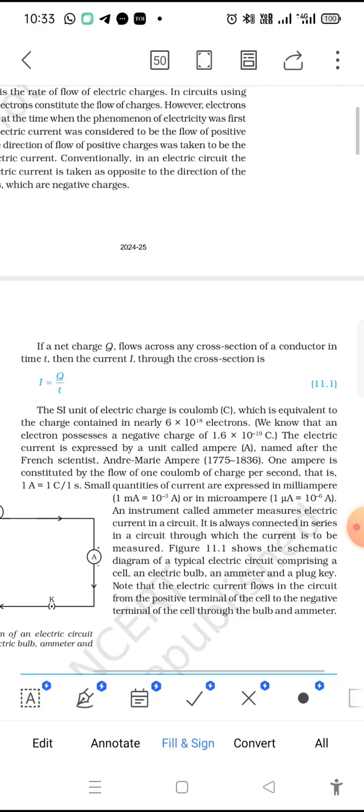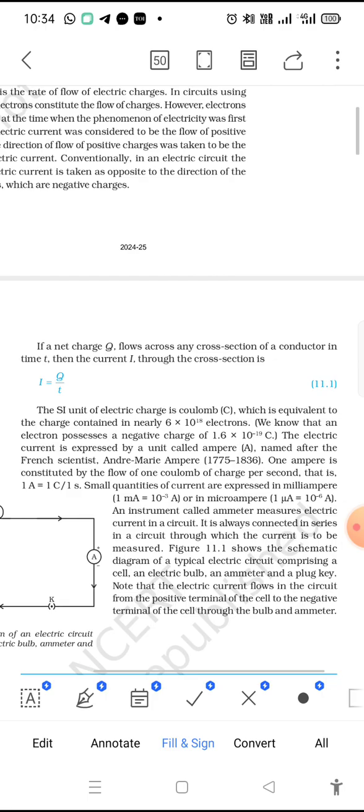Now we know that an electron possesses a negative charge of 1.6 x 10^-19 C. The electric current is expressed by a unit called ampere, named after the French scientist Andre Marie Ampere. 1 ampere is constituted by the flow of 1 coulomb of charge per second. That is, 1 A = 1 C / 1 s.